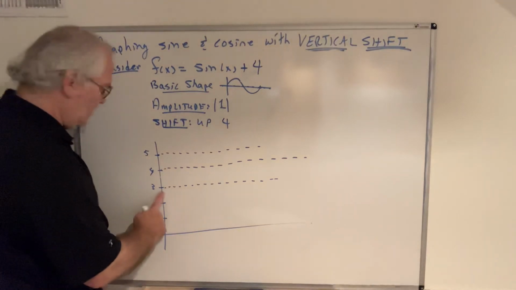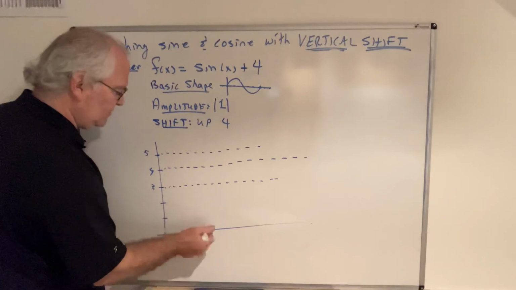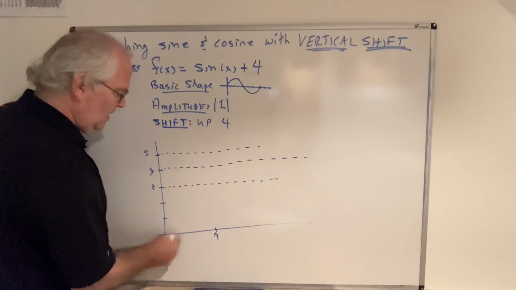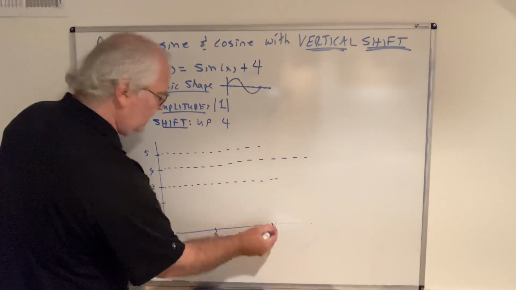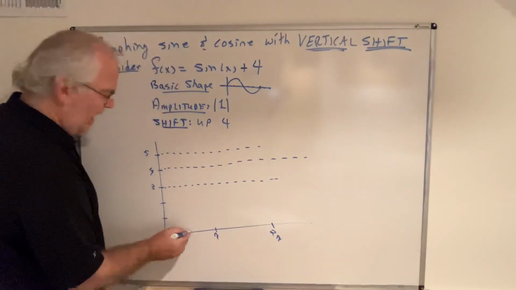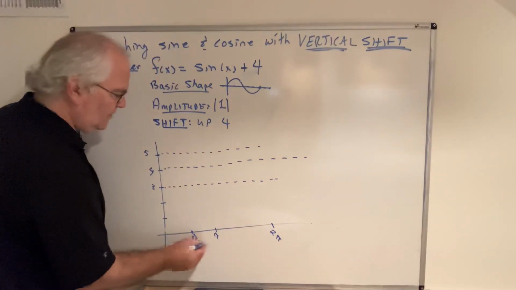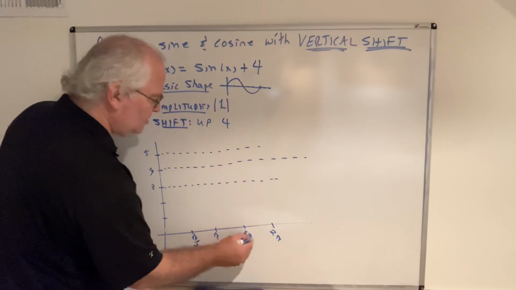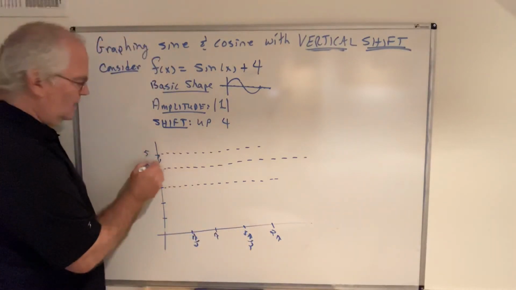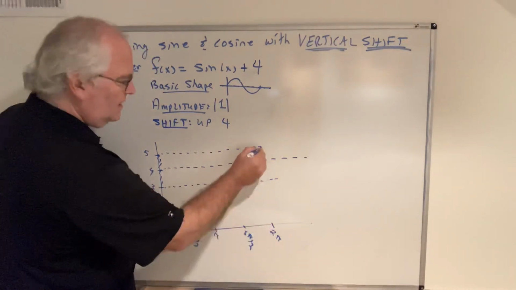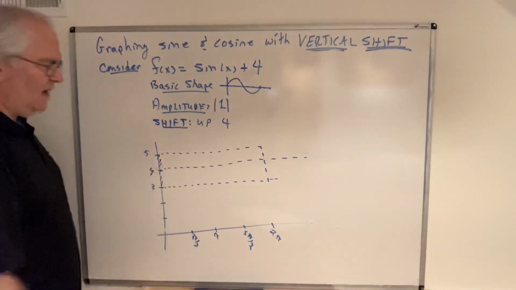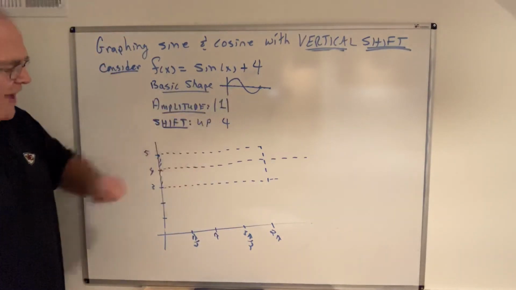Let me go ahead and put my horizontal scale in. There's 3, so there's pi. Double that is about here, that's 2 pi. Half of that is pi over 2. Half of that is 3 pi over 2. And then there's one side, there's one side. So there's my rectangle. That curve needs to go in that rectangle.